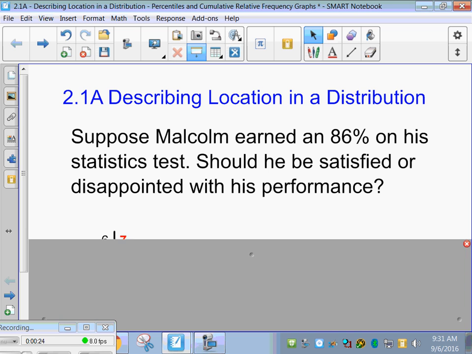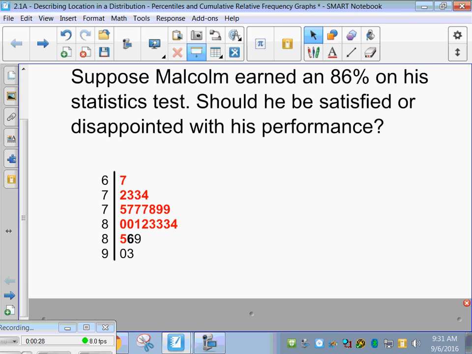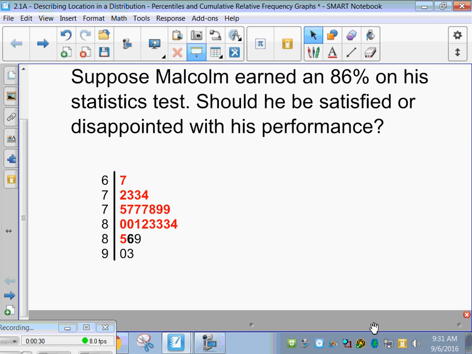So we're going to look at a stem and leaf plot. No, it is not an actual stem and leaf plot. What we're going to look at is how many scored below him out of the total. So in our stem and leaf plot, Malcolm's grade is right here, 86. And we want to look at the total number that took the test and how many are below.